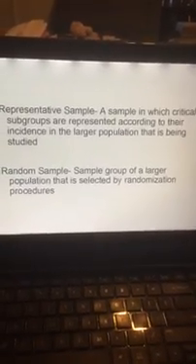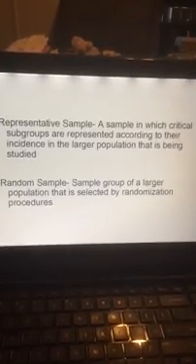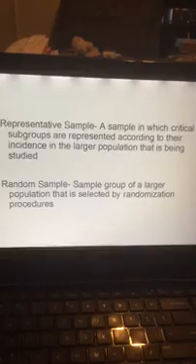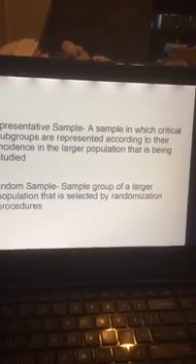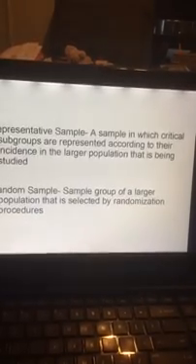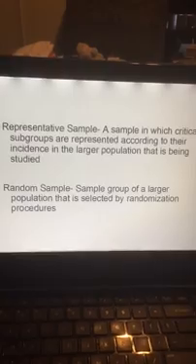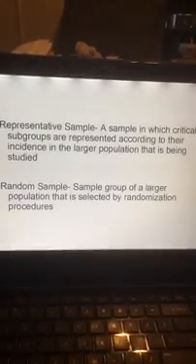So a representative sample is a sample in which critical subgroups are represented according to their incidence in the larger population. Let's say you have more men than women in Acadiana, and you do a sample of Acadiana citizens, but you want to make sure there's more men than women measured in the sample. A random sample is a sample of a larger population that's selected by randomization procedures.